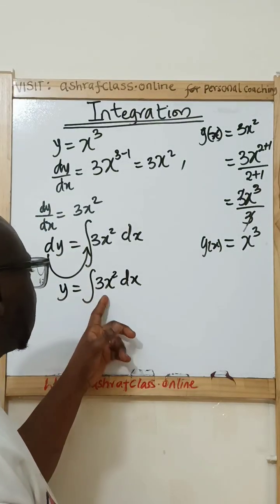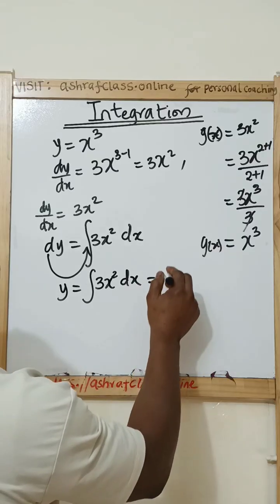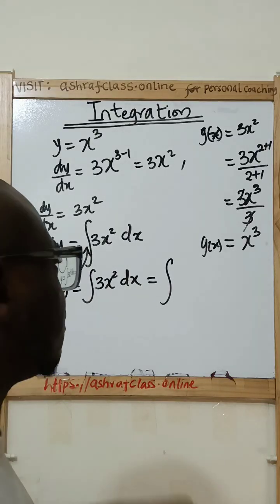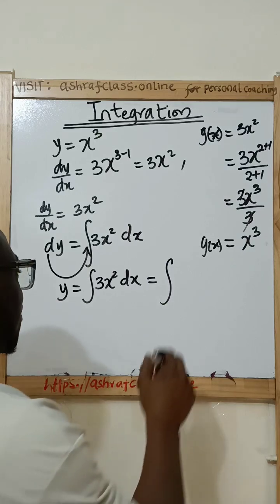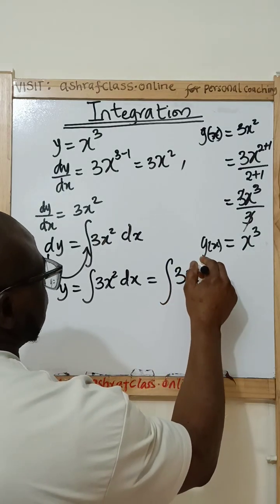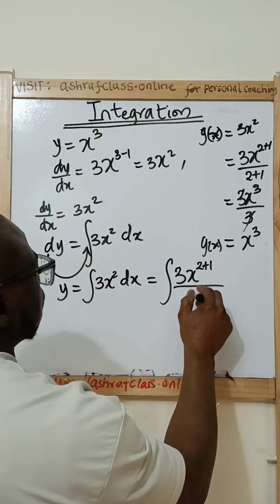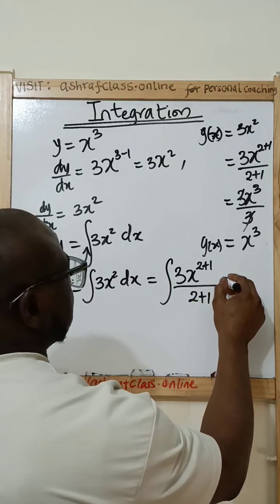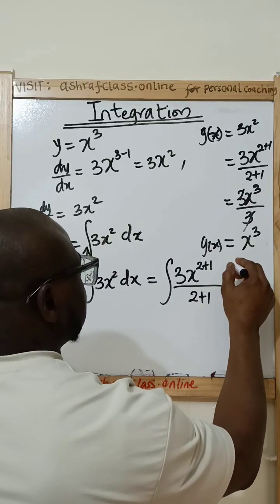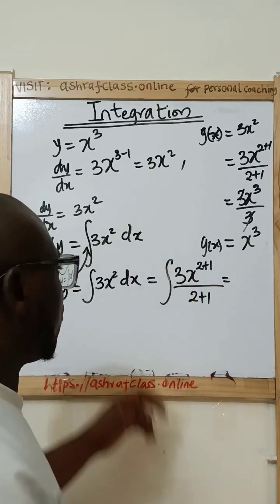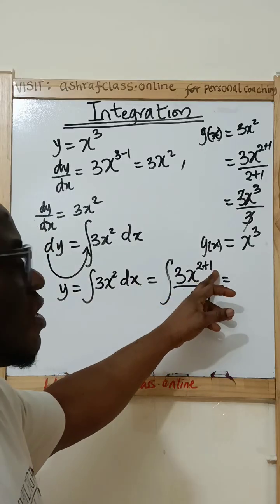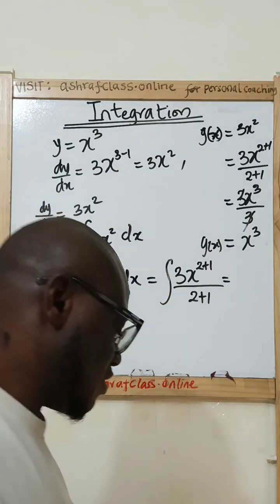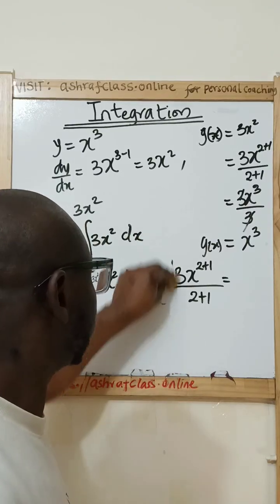Now this integration, how we do it is, we add 1 to the power. We now divide it by the new power. So that will be 2 plus 1 over 2 plus 1. Whenever we introduce this addition of power, we don't need to put the integral sign anymore because it means we have carried out the integration. So this is not supposed to be here.